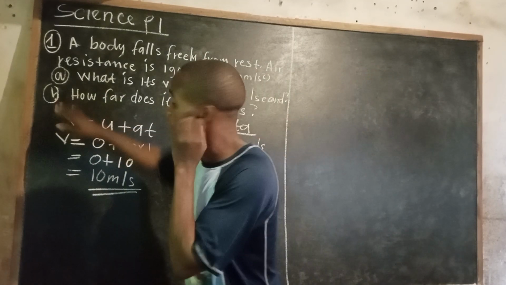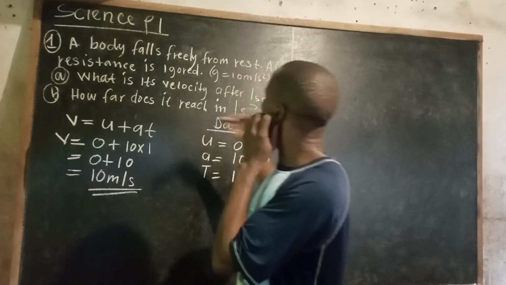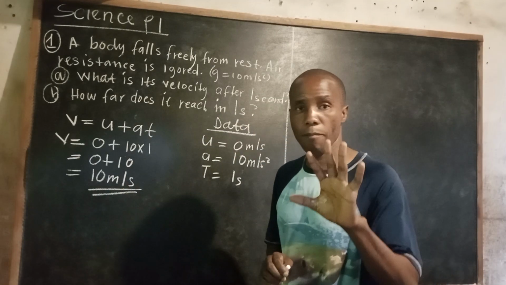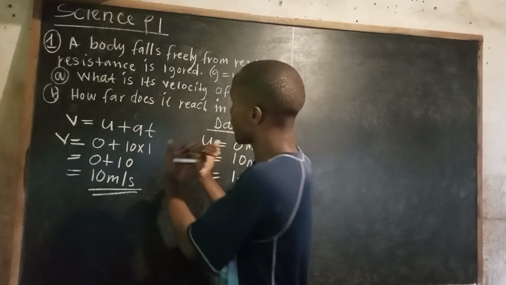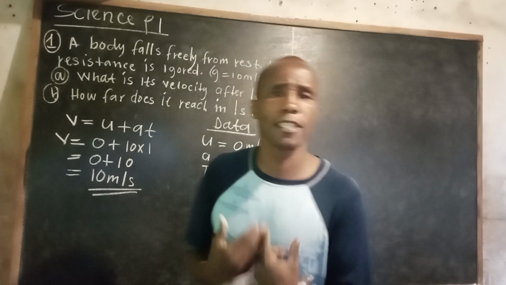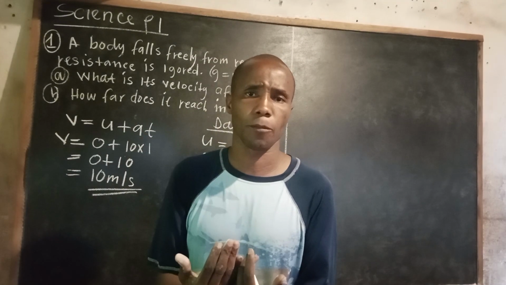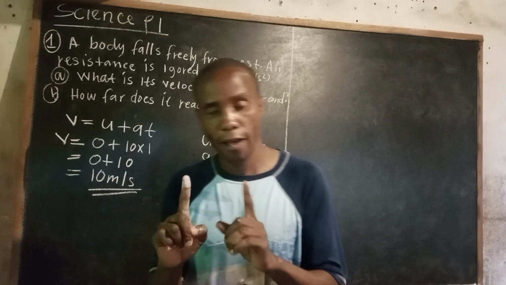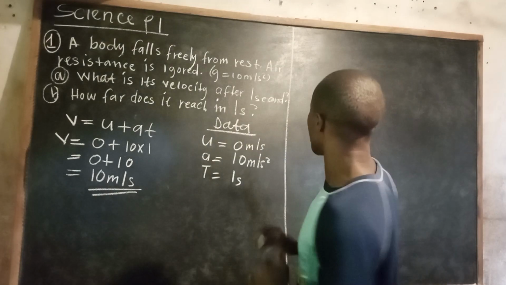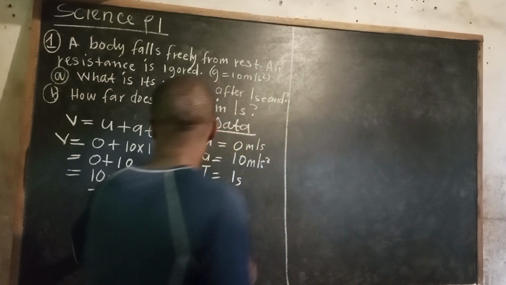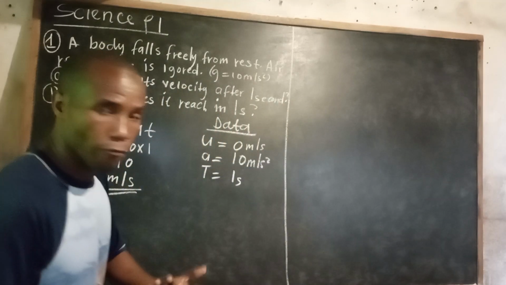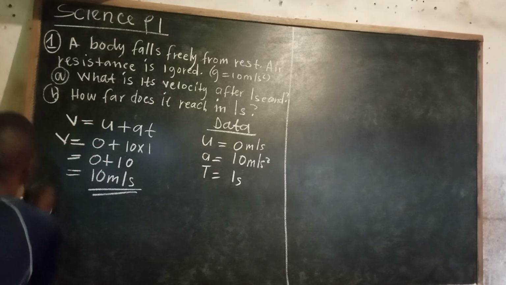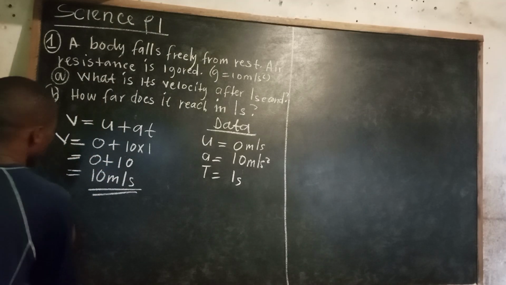So now we go to question B. How far does it reach in 1 second? Okay, so remember, whenever we hear the words how far, that is distance or displacement. Okay, so you know the formulas that you are supposed to use there, where displacement is appearing. So now we are going to collect the data first before we even introduce the formula. Very important. So we are on B now. Here we are done. So data.